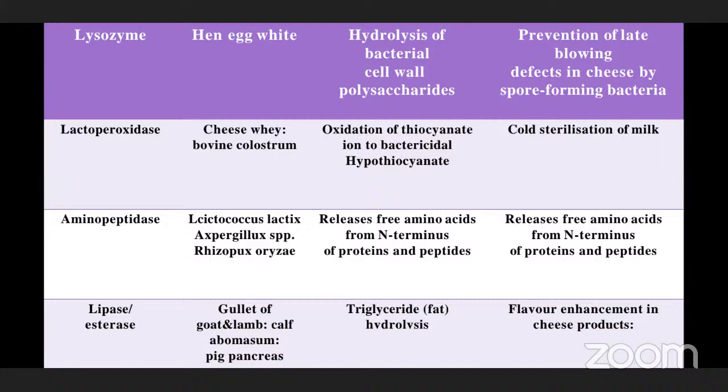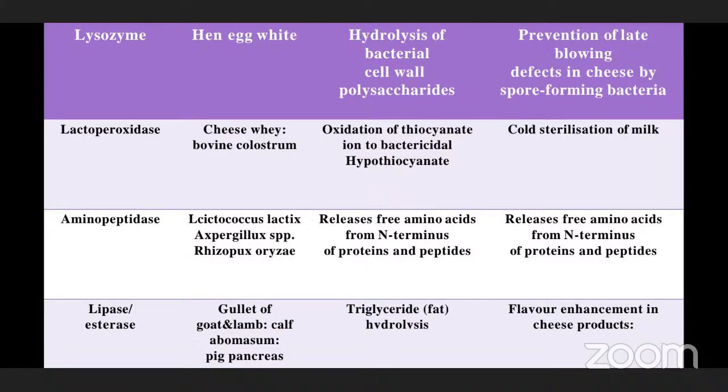Then aminopeptidase. This is isolated from Lactococcus lactis and Aspergillus species and Rhizopus oryzae. This releases free amino acids from the N-terminus of proteins and peptides. Okay, so we can remove amino acids one by one from the N-terminus.